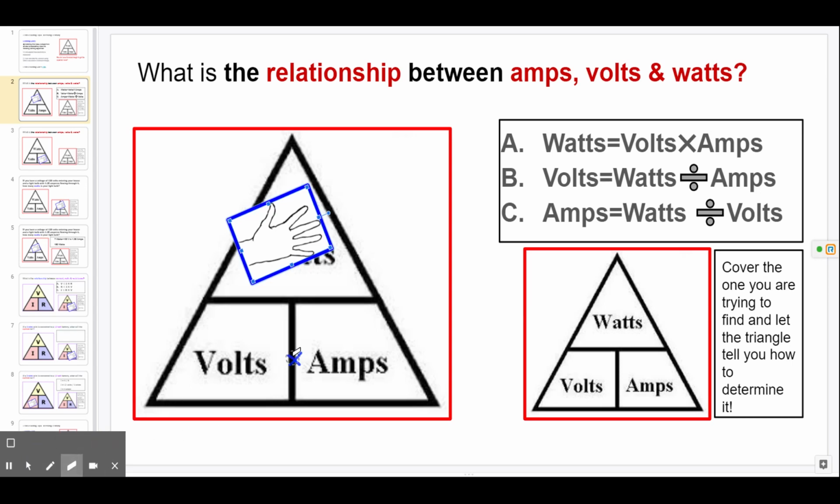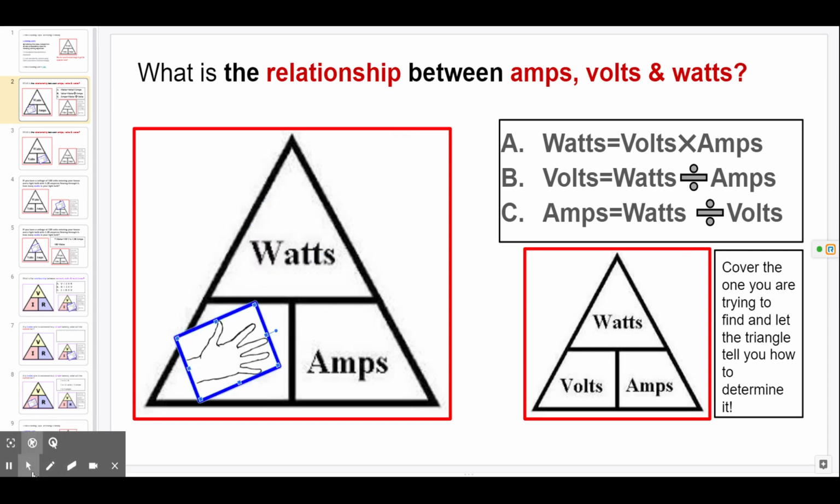If we want to know what volts is equal to, we can cover up volts, and we see volts equals watts divided by amps. Watts over amps. So A was correct. Watts equals volts times amps. B is correct. Volts equals watts divided by amps.